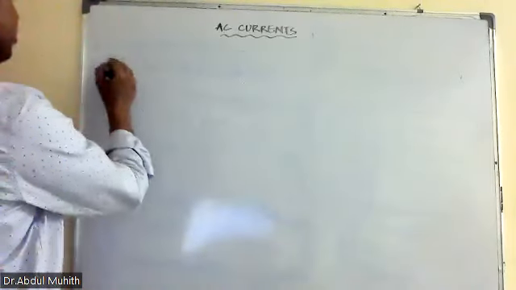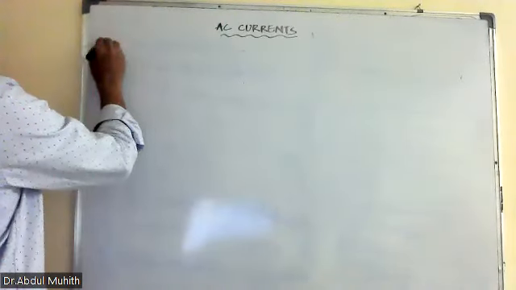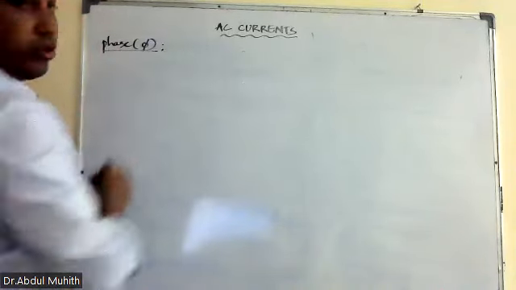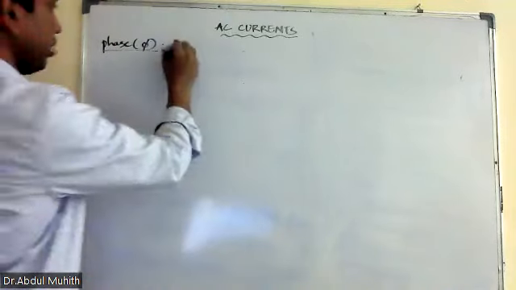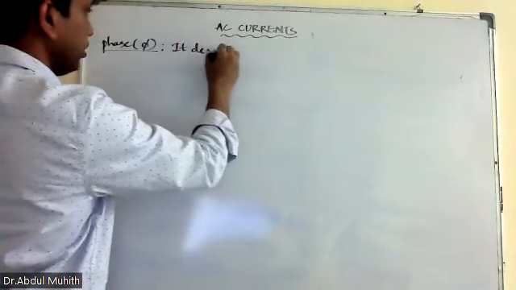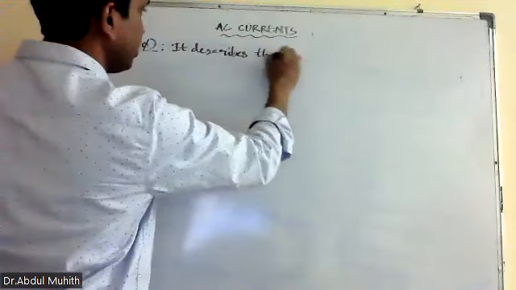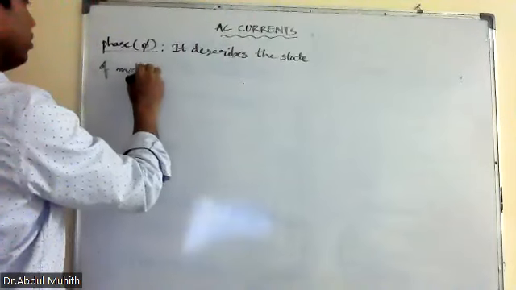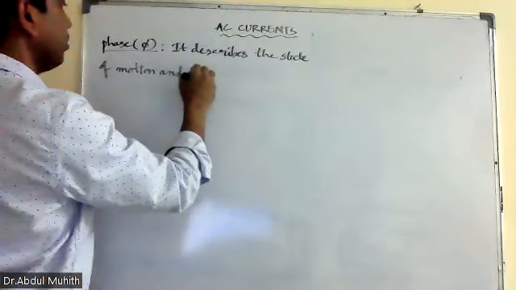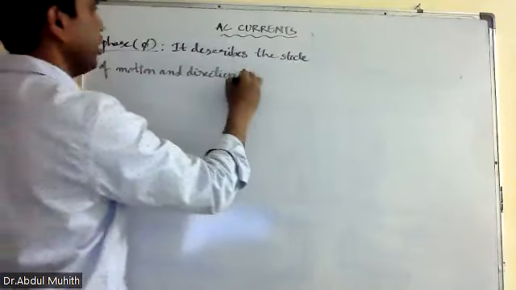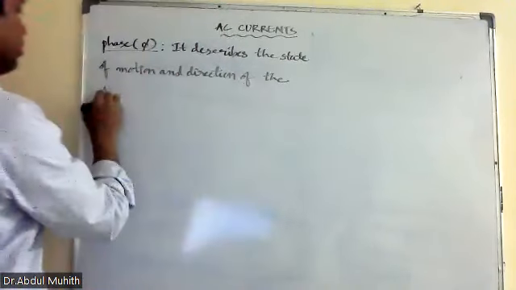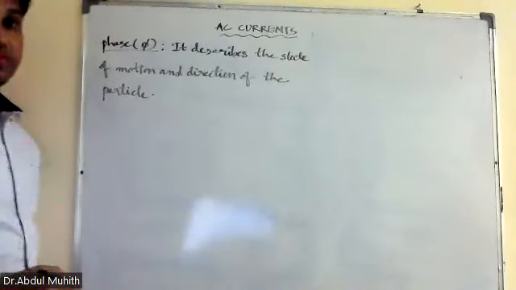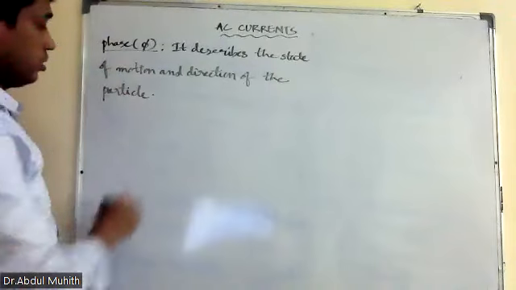Phase difference. First, what is phase? Phase is phi. How do you define phase? It describes the state of motion and direction of a particle. That is said to be phase.